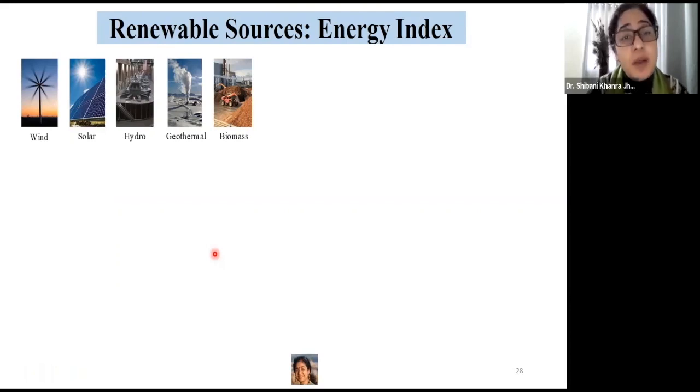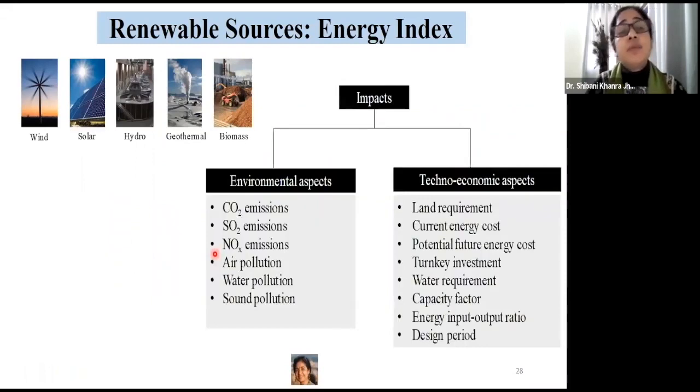So this is a very significant factor which can be taken into account to promote geothermal resource. Taking this factor into account, these 5 renewable sources have been considered as possible alternatives. They were evaluated based on certain environmental and techno-economic aspects. In the environmental aspect, for example, these sources have to be judged on how good they are based on CO2 emissions, SO2 emissions, NOx emissions, air pollution, water pollution, and sound pollution.